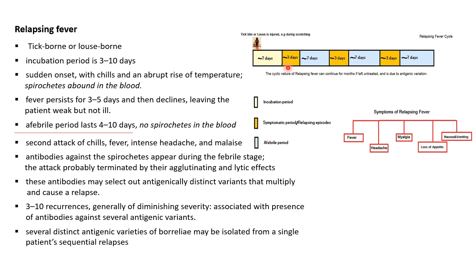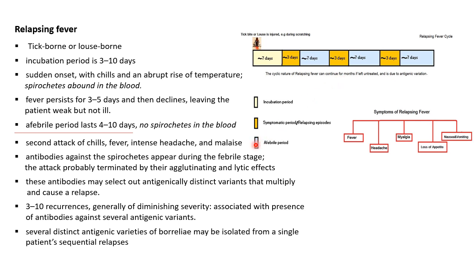And during this febrile stage, the spirochetes abound in the blood. After this, fever subsides, leaving the patient weak but not ill. The afebrile period can last from 4 to 10 days. So, spirochetes are not found in the blood during this period. This can now be followed by the second attack, wherein you have again chills, fever, intense headache, and malaise, followed by a febrile stage, and the cycle is repeated.